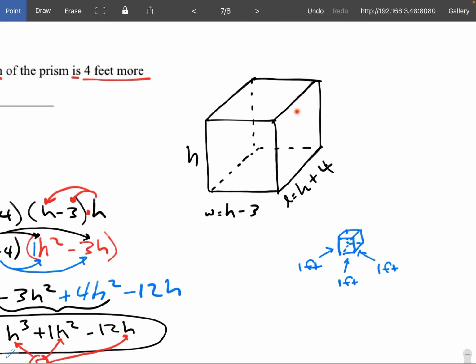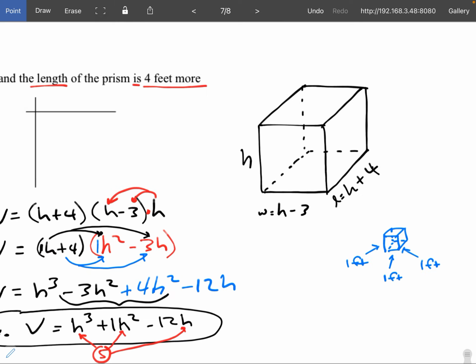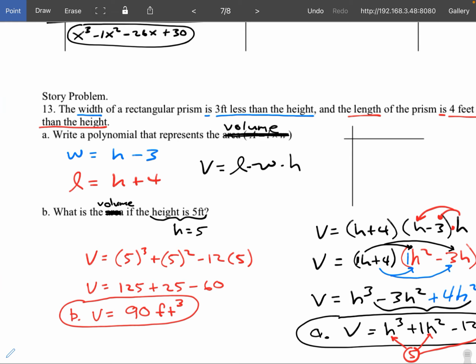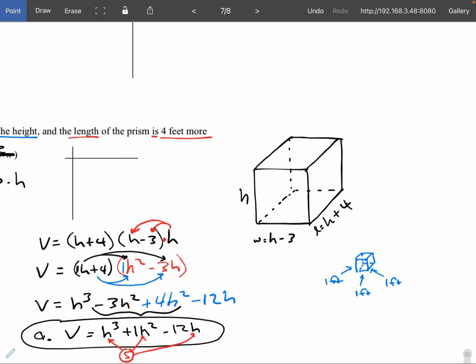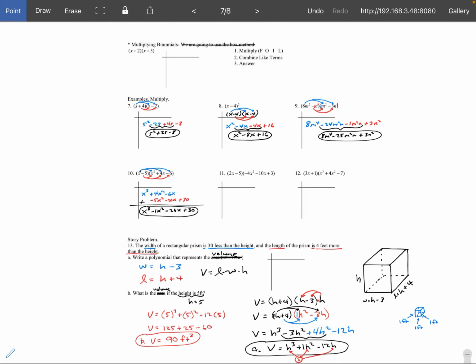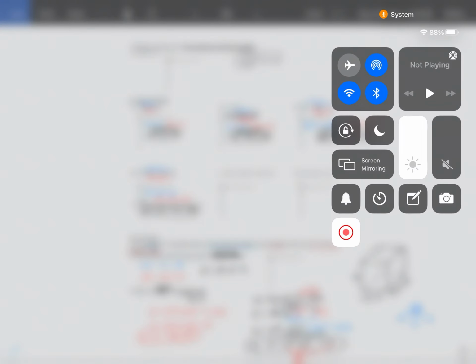And then 90 of those would fit inside of this thing. That's what your volume means. So when you got that answer of 90 cubic feet right here, 90 of these little 1 cubic foot boxes would fit inside of this thing and fill it up completely. All right, so that's it for 7-8.